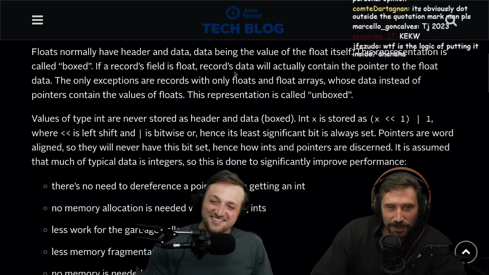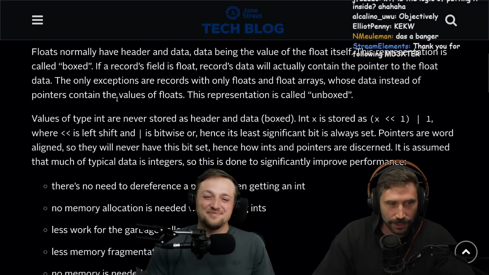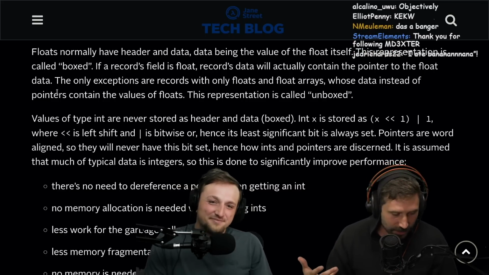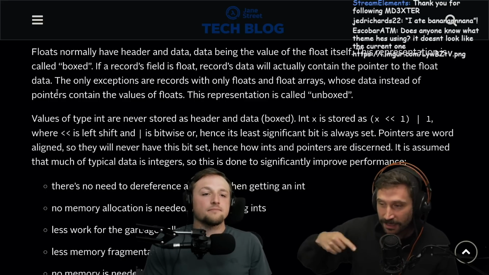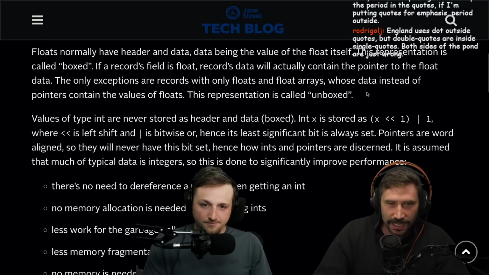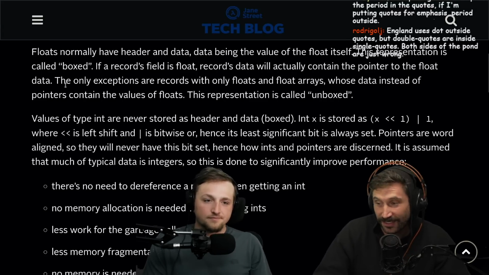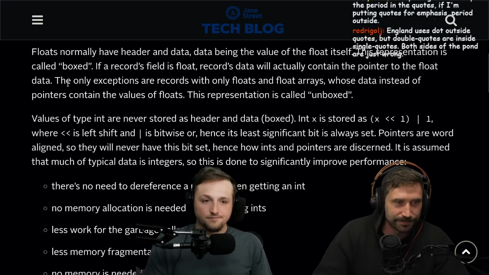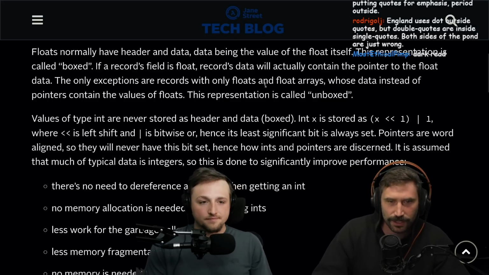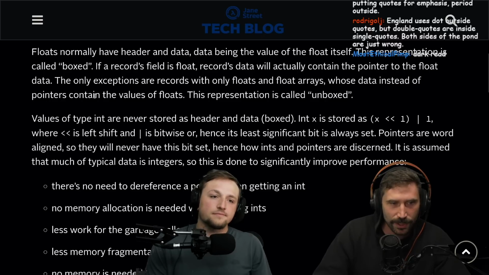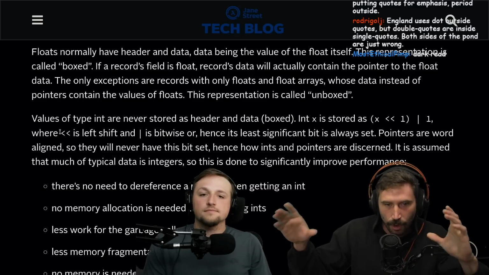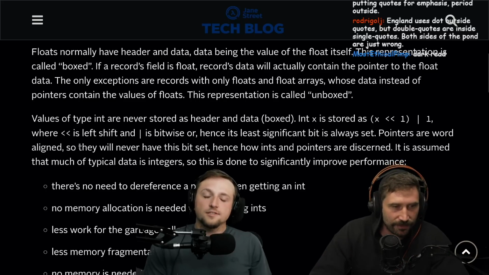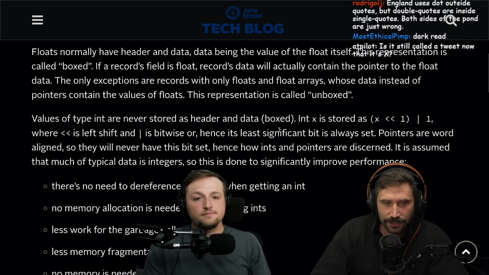If a record's field is a float, the record's data will actually contain a pointer to the float data, right? So this is one of the reasons. When you're doing actual math and stuff to make it fast, having to follow every single value somewhere would just totally suck. Especially if it's a value that doesn't need to be on the heap at all. Right. The only exceptions are records with only floats and float arrays, whose data contains the value of the floats instead of a pointer. This representation is called unboxed. In other words, do you have a box that contains the offset to the value, or is the thing itself the value?